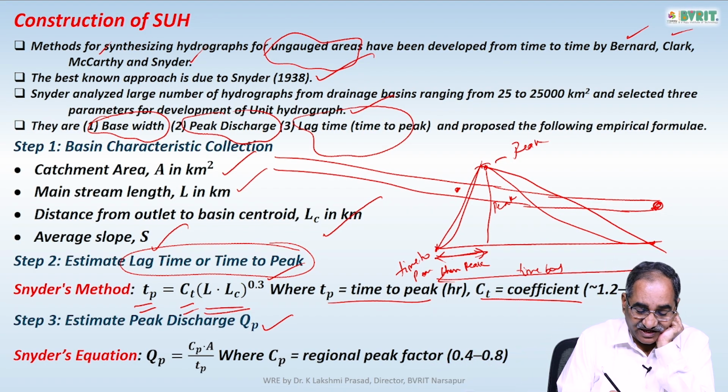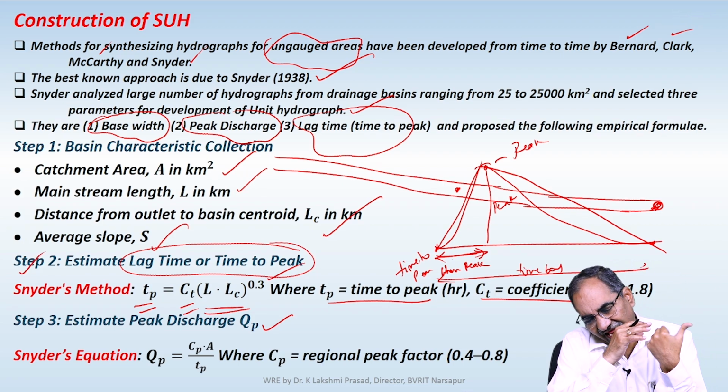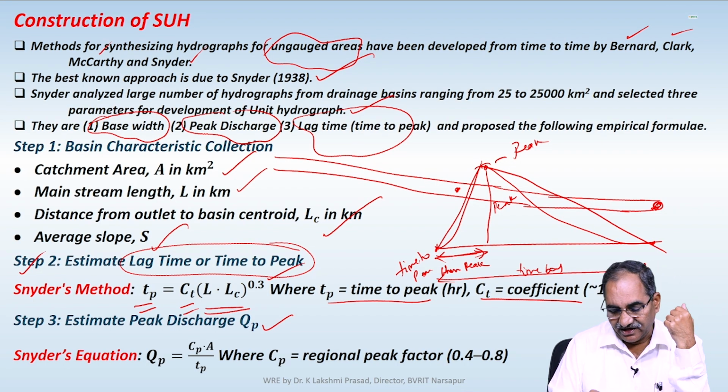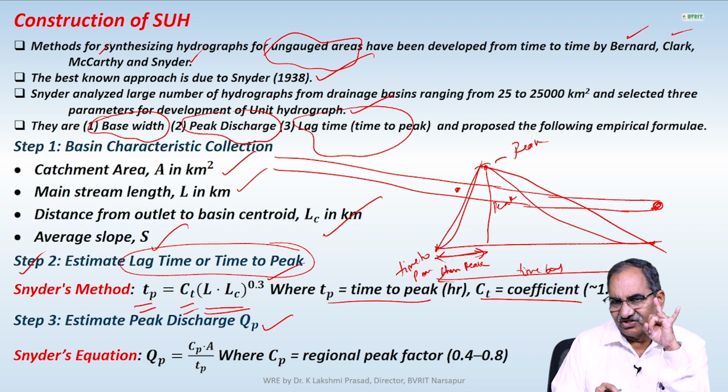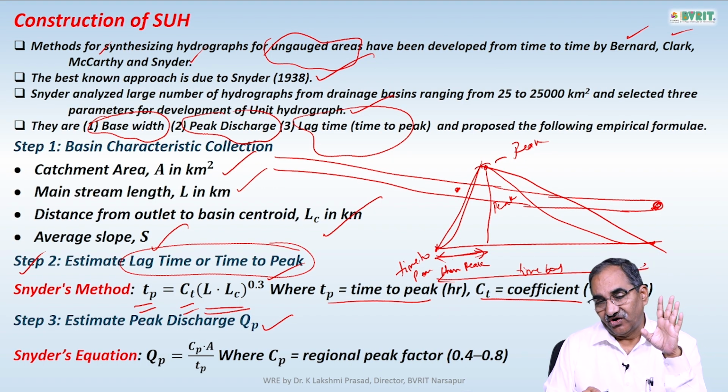So the first thing is that Snyder has given a method on how to estimate the time lag or time to peak. That is Ct into (L into Lc) whole to the power of 0.3, where L is the total length, Lc is the length up to the centroid from the outlet, and Ct is the coefficient.